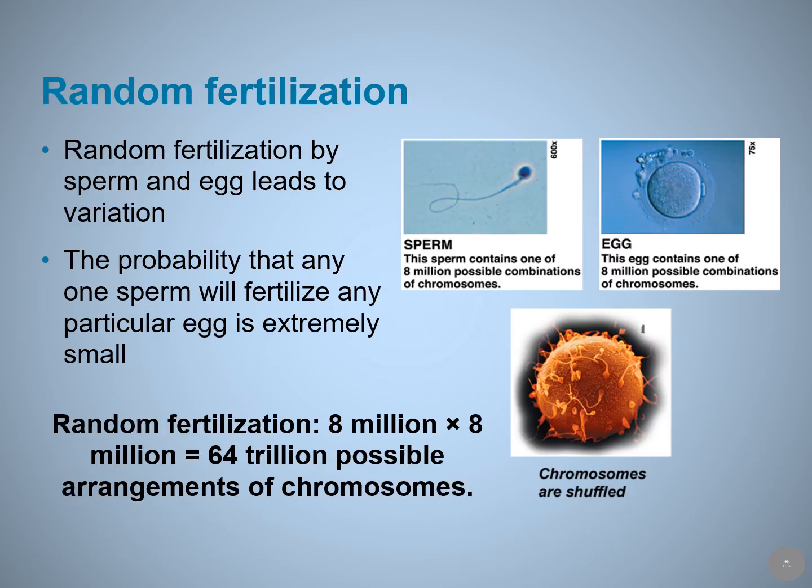Random fertilization means that the egg and the sperm is going to be fertilized by the most optimal sperm. The probability that any one sperm will fertilize any particular egg is actually quite small. So in each of these sperm, there's 8 million possibilities of chromosome arrangements, and in the egg, there's 8 million possibilities of that chromosomal arrangement. So therefore, 8 million times 8 million means that there are 64 trillion possible arrangements of chromosomes. Again, huge, huge genetic variation because people are not having 64 trillion offspring.